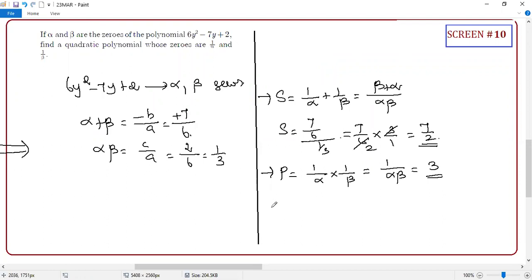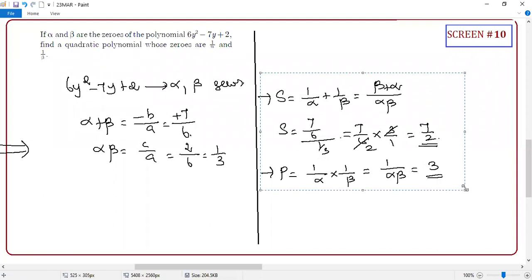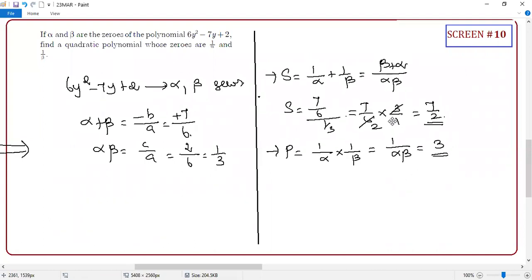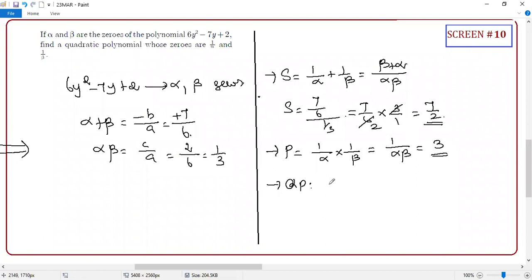Crystal clear or not? Guys, now tell me, what is your quadratic polynomial? You got your S and P. The QP is x square minus Sx plus P. So x square minus 7 by 2 x plus 3. Or you can put 1 upon 2, 2x. It's not compulsory, again I'm saying it's not compulsory. You can leave the answer like this also. They will give the marks, don't worry.